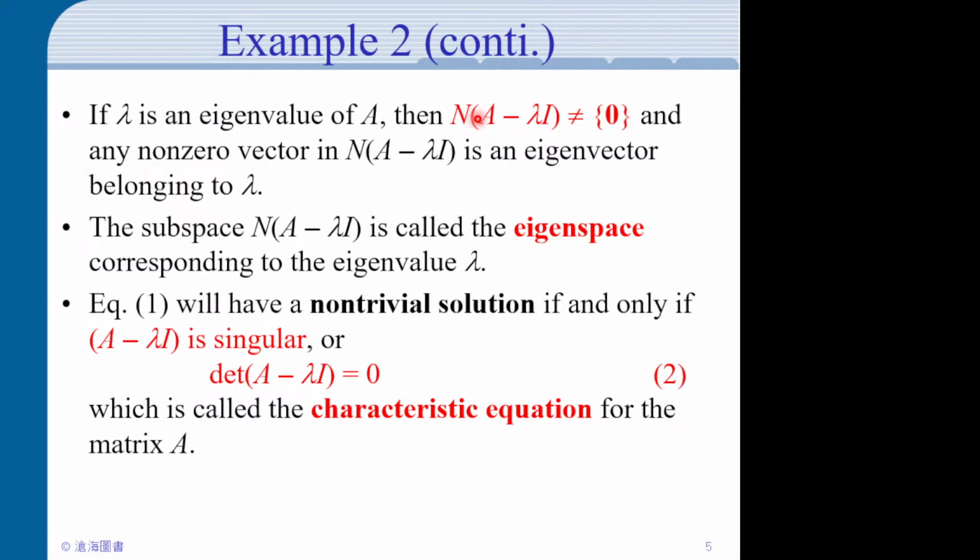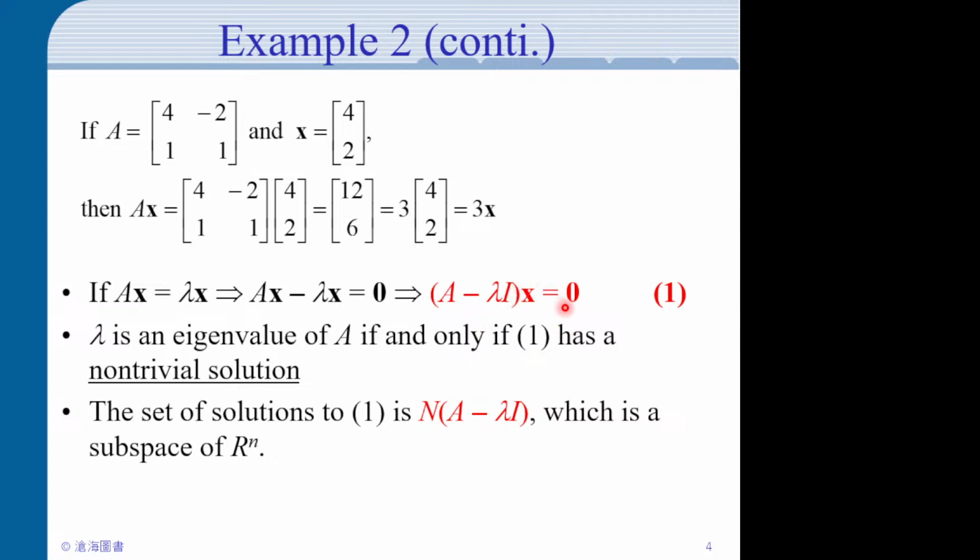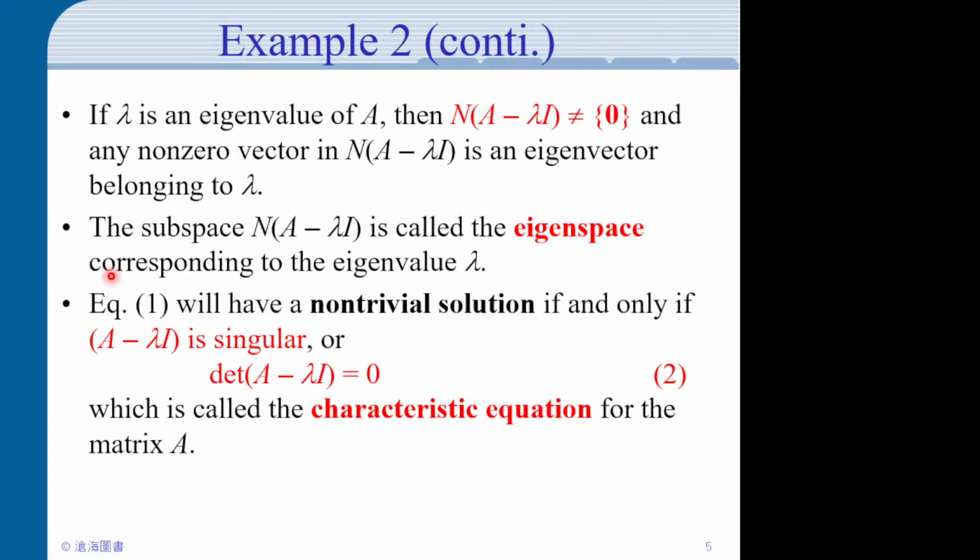So just what we said. If lambda is an eigenvalue of A, then (A minus lambda I) times x equals 0 has a non-trivial solution, and it means the null space has a non-trivial vector. And so the non-trivial vectors are all eigenvectors associated with lambda, and anything inside is an eigenvector.